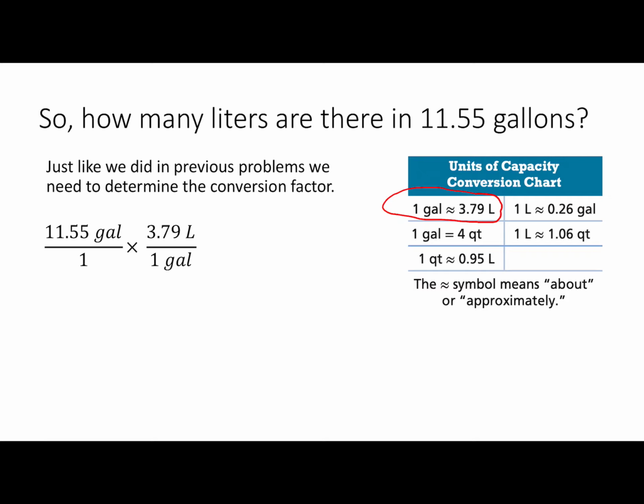So we take what we start with, 11.55 gallons, and I like to put that over 1. It helps me, as a visual cue, recognize the difference between what's in the denominator and what's in the numerator. And I'm going to multiply that by the conversion factor, which is 3.79 liters per 1 gallon. What's great about using dimensional analysis is we can cancel out common units that are in the numerator and denominator. In this case, we're going to cancel out the gallons, and we're left with liters.